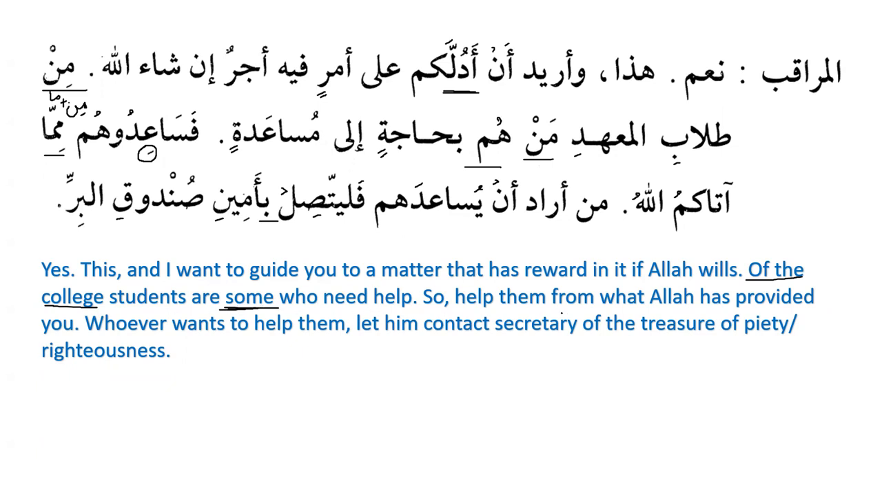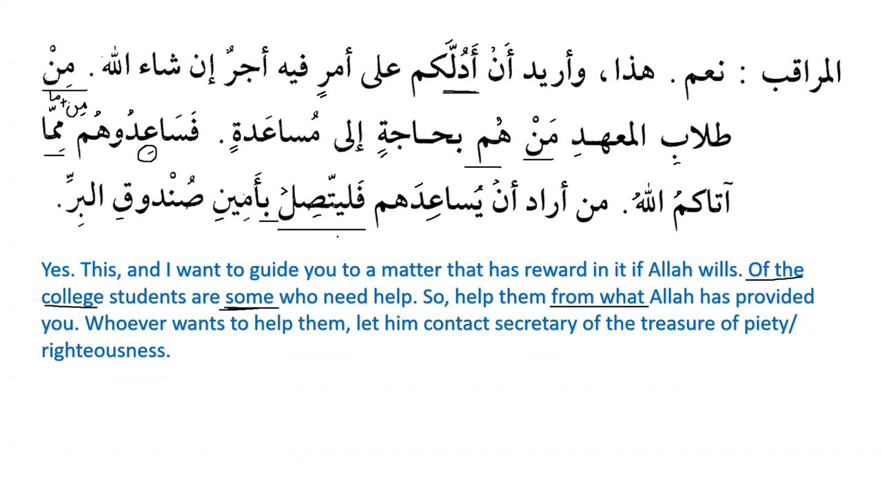So help them from what Allah has provided you. So as we can see over here, from what Allah has provided you, fasa'iduhum mimma ataakum Allahu, ata yu'ti ita'an is to give. And then the teacher says, man arada an yusa'idahum, whoever wants to help them, falyattasil bi'amini sunduqil birri, whoever wants to help them, let him contact Secretary of the Treasure of Piety or Righteousness. So let him contact falyattasil. So we can see that this is lamul amr.